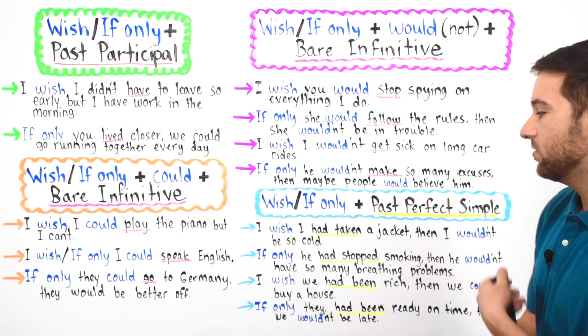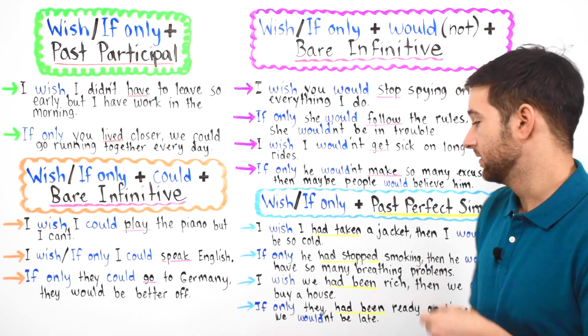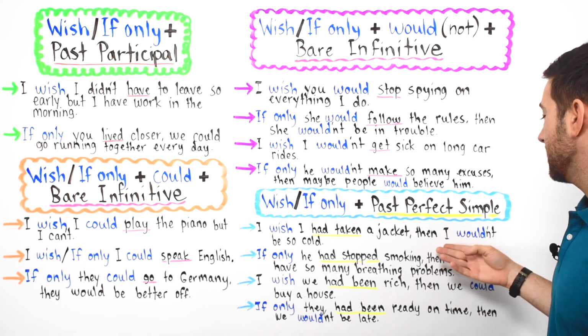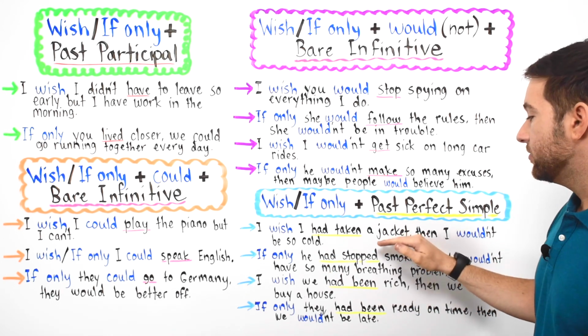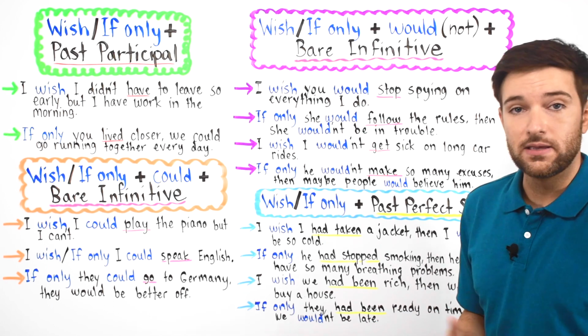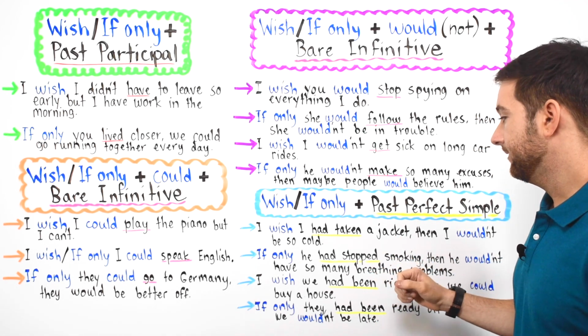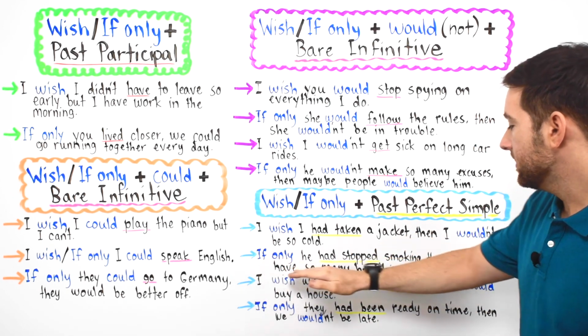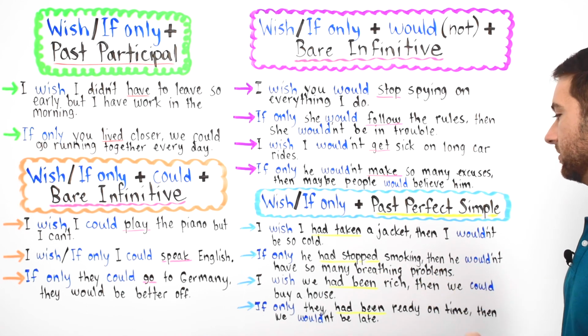So at the present moment, you're very cold because you don't have a jacket and it's winter. I wish I had taken a jacket. Then I wouldn't be so cold, okay? If you had a jacket, you would be warm or maybe hot, okay? But at the moment, right now, you're not. If only he had stopped smoking, then he wouldn't have so many breathing problems.